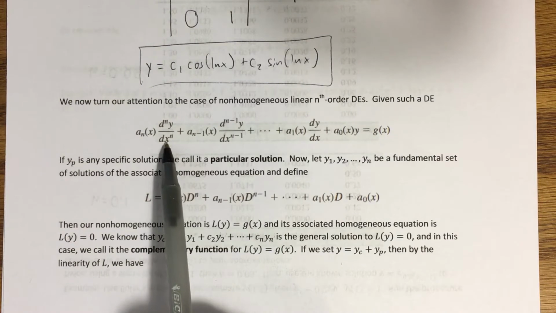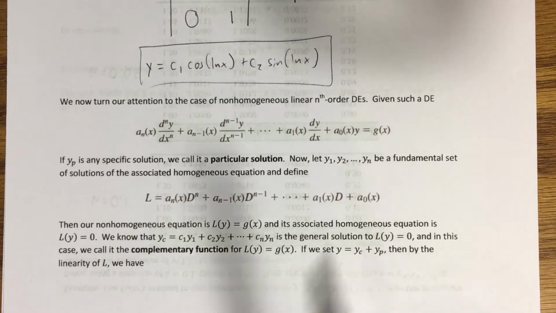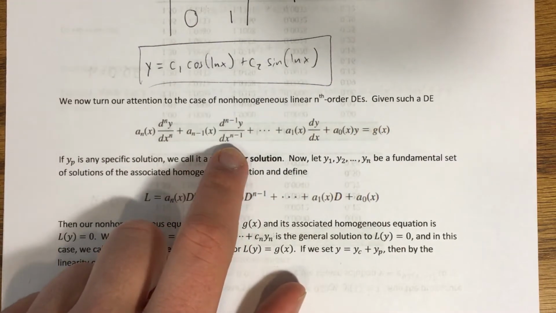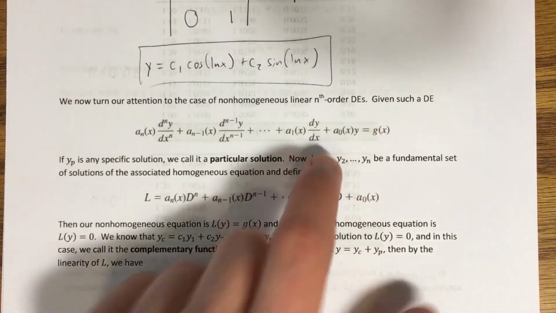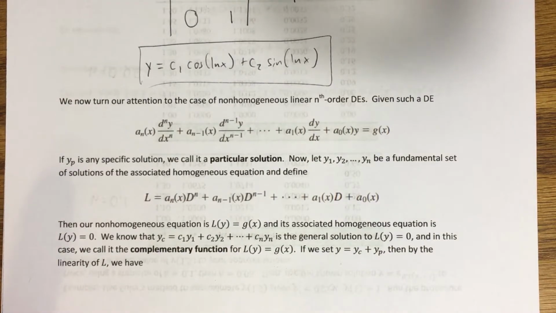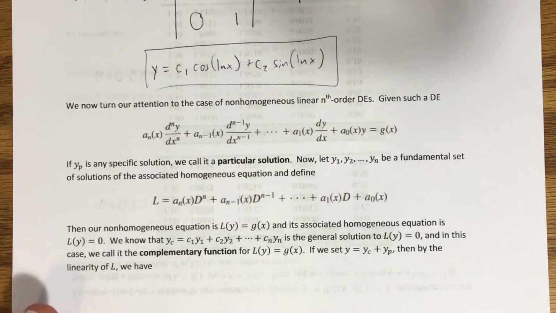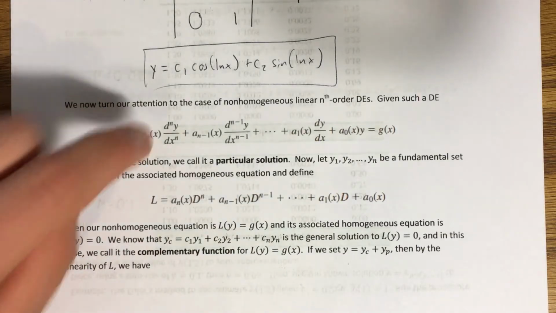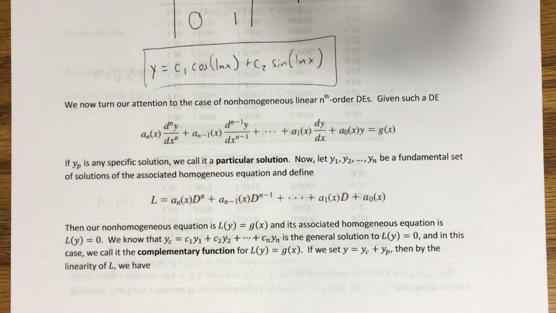Still talking about nth order linear DEs, but non-homogeneous, which means this g of x right here does not equal 0. It equals some other function of x. Now, it turns out that if you're trying to solve a DE that's non-homogeneous of this type, we actually start by looking at the associated homogeneous linear equation. And most of the work actually will go into solving just that, depending on what this looks like.